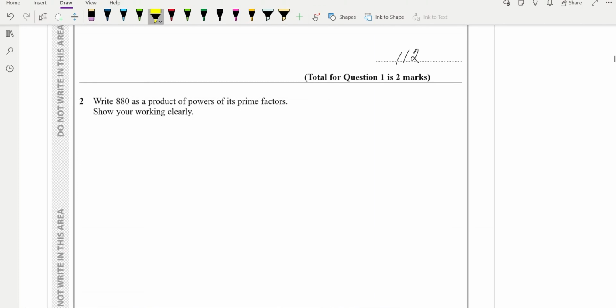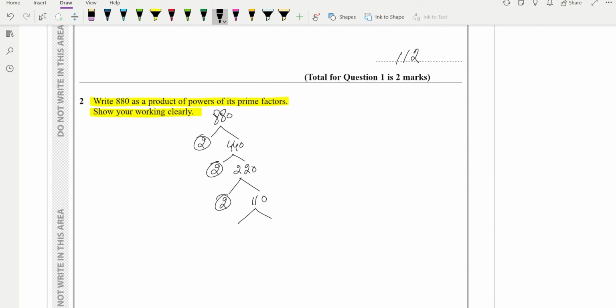Question number 2 says write 880 as the product of its prime factors. Show your working also. So 880 we have to start with, and we will take the prime factor 2, and this will be multiplied by 440, then again by 2, this will be 220, again by 2, this will be 110, again by 2, this will be equal to 55, and we are circling the prime terms, and this will be 5 and 11, both are prime.